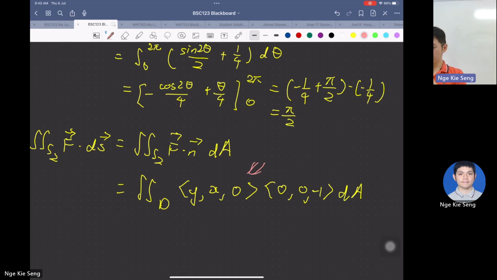Note that our function is what? Our function is y, x, z. But why is z 0? Because my function lies on z equals 0. Make sense?